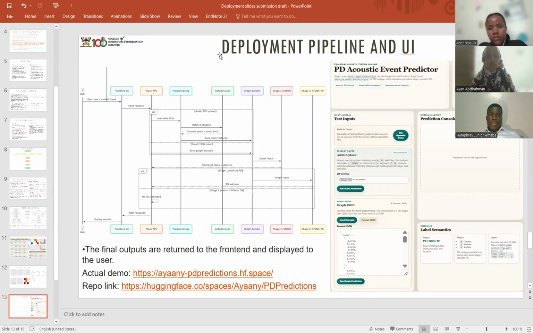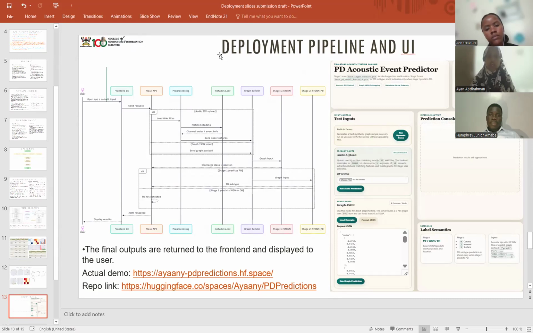which we'll also use for testing and carrying out validation. So after preprocessing, the graph builder converts the extracted node features into graph features required by the graph neural network. In this system, each acoustic channel becomes a node. So the graph contains 32 nodes and 8 features. The graph builder mainly helps us to normalize the node features, then build the k-nearest neighbor graph, and compute our edge attributes.